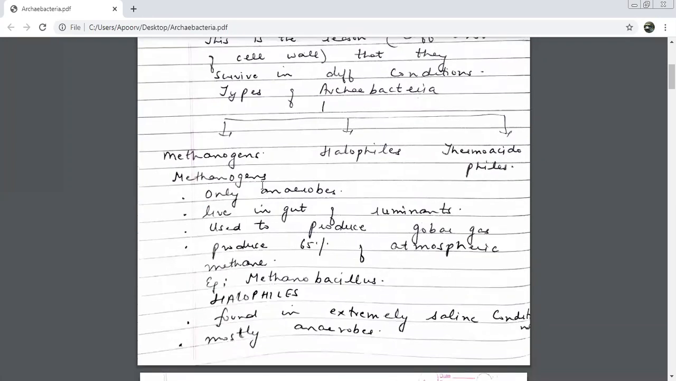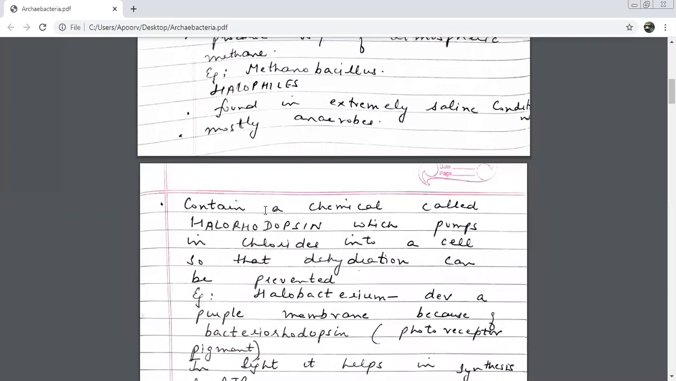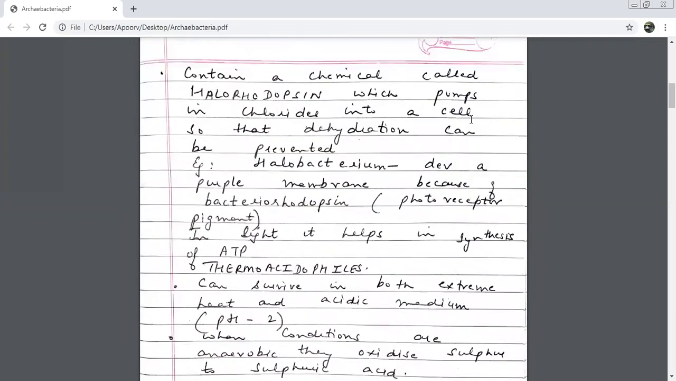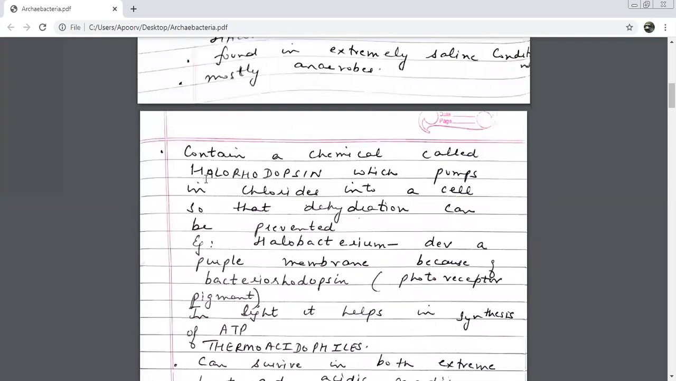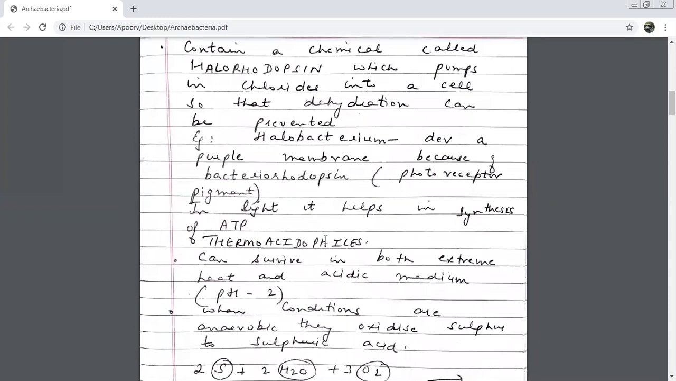65% of atmospheric methane is produced by methanogens. Okay? And this is also found in the gut of ruminants. Most important thing, they're only anaerobes. Only anaerobes. Halophile, the name tells you, they can be found in saline conditions. In this, we need to remember that they contain a chemical called halorhodopsin. Halorhodopsin prevents cellular dehydration. Then we also talked about halobacterium, which has a purple membrane because of the presence of this photoreceptor pigment.